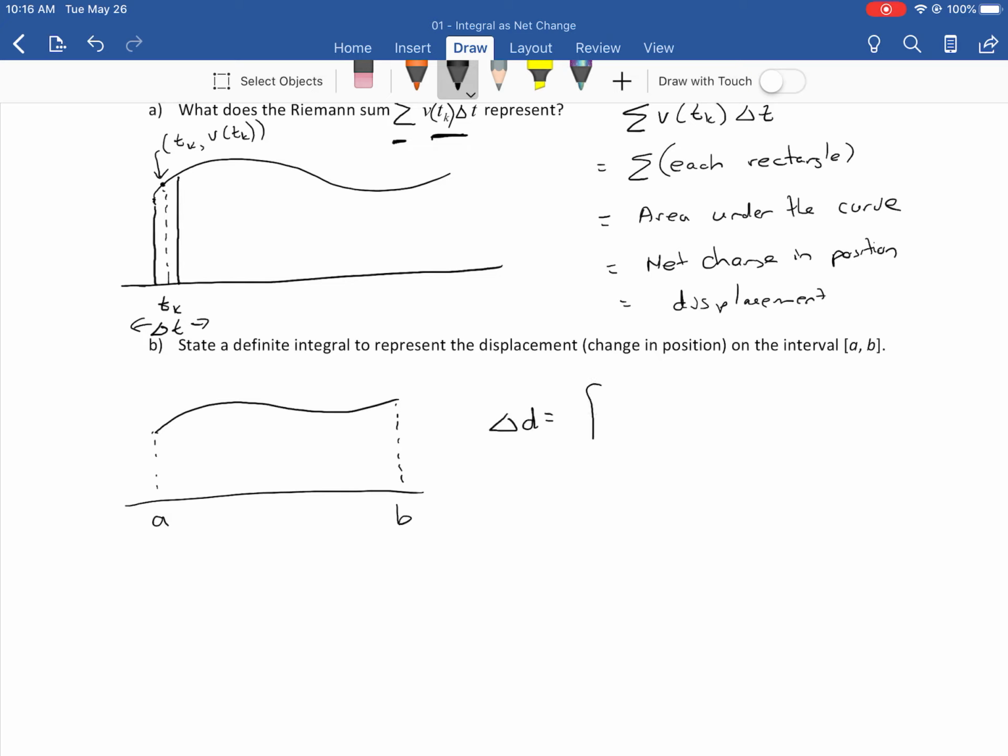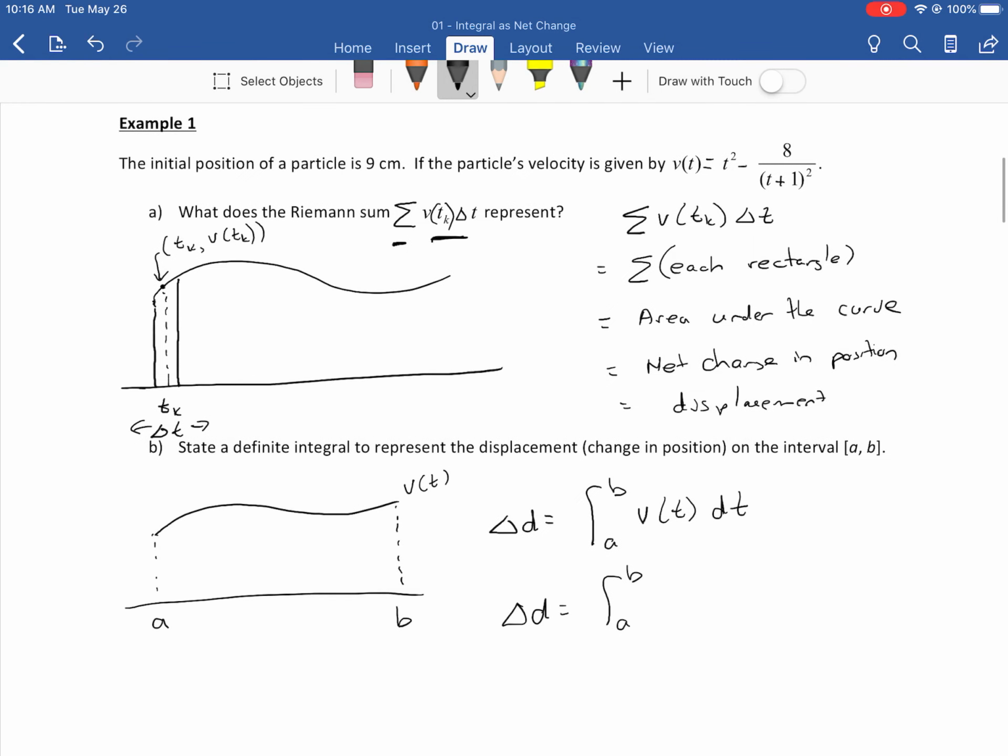What we want is the integral from A to B, which just means add up all those little rectangles of the velocity. So this is V dt. Well, in this case, actually, we know the equation. They gave us the equation for the velocity. Let me just copy it into here. t squared minus 8 over (t plus 1) squared. So we're saying if you want to get that delta D, you've got to find the integral, the area under the curve of t squared minus 8 over (t plus 1) squared dt from A to B, from whichever limits you want to go to.